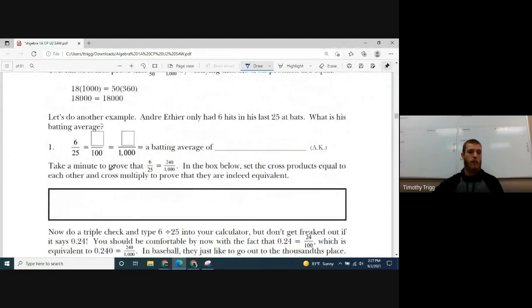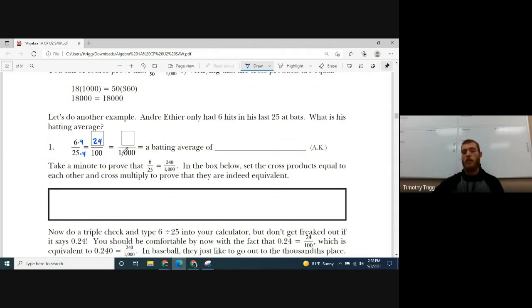Okay, let's go to question 1 here. Andre Ethier only had 6 hits in his last 25 at-bats. What is his batting average? The batting average is always out of 100. So if he got 6 hits out of 25 at-bats, we want to find what this value up here would be. One thing we could do is ask, 25 times what gives me 100? Well, 25 times 4 gives you 100. So I'd multiply the top by 4 as well. 6 times 4 is 24.